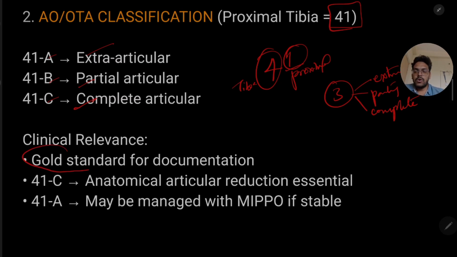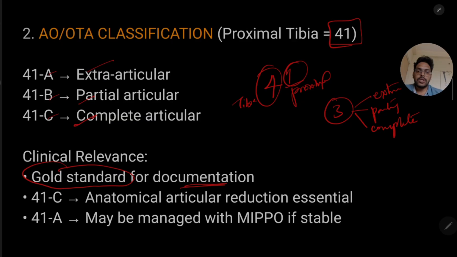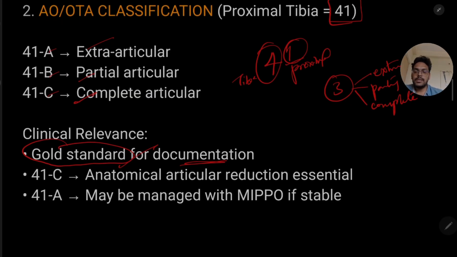So it has been a gold standard for documentation. Anyone doing documentation on proximal tibia fractures, it's a gold standard classification. And for 4.1C, anatomical articular reduction is essential because it's a complete articular fracture and it forms the joint. So there is a requirement of anatomical reduction. And 4.1A may be managed with a minimally invasive approach.